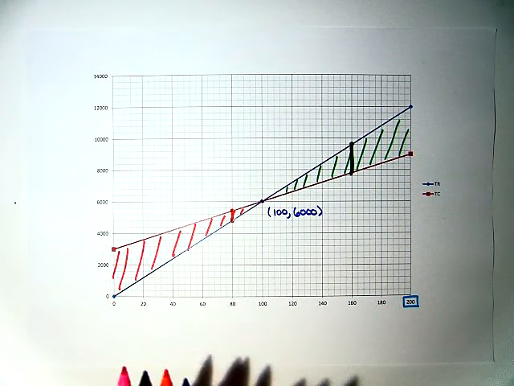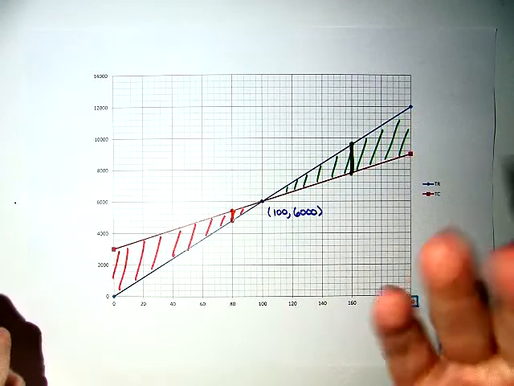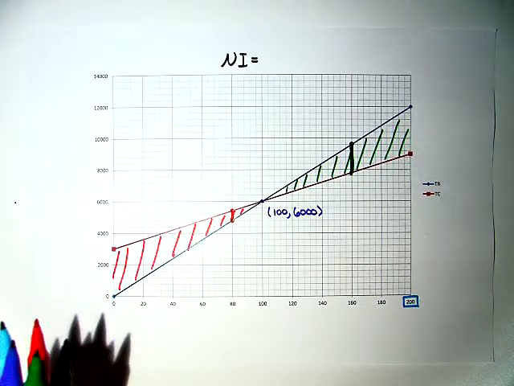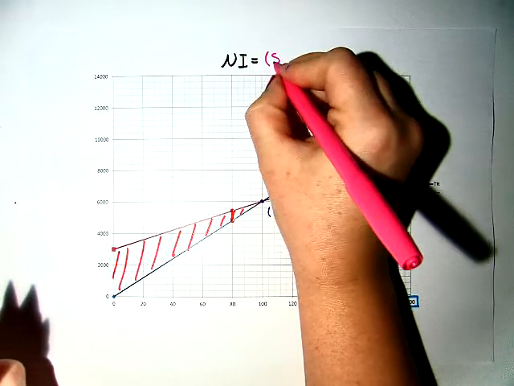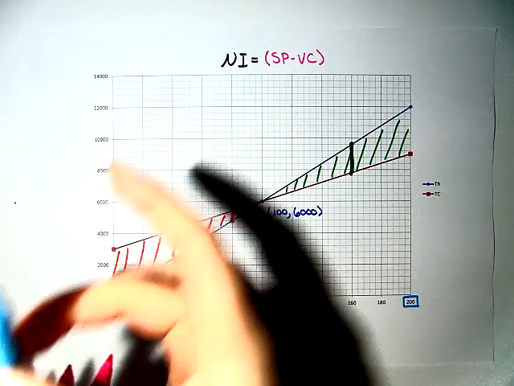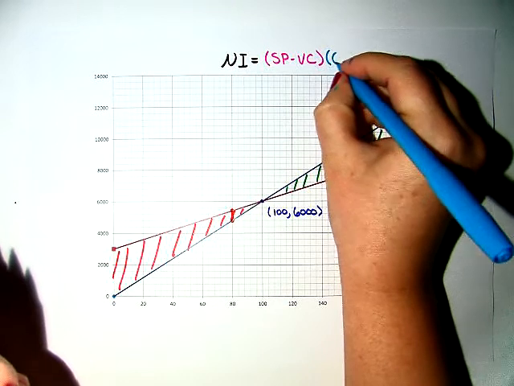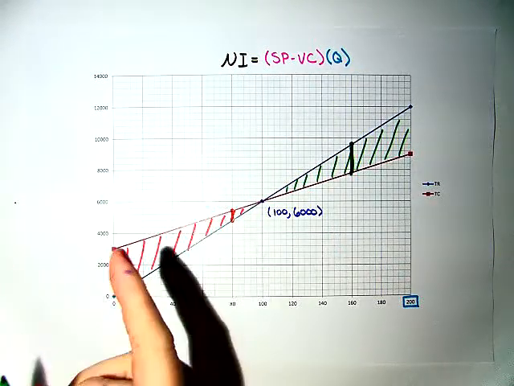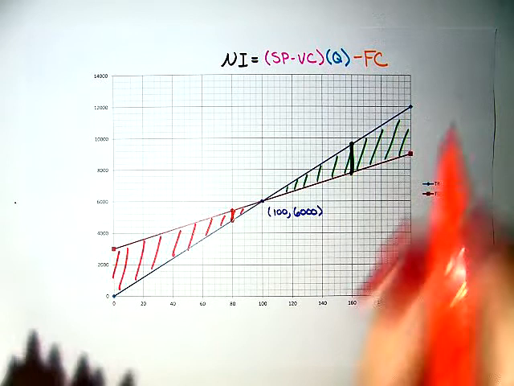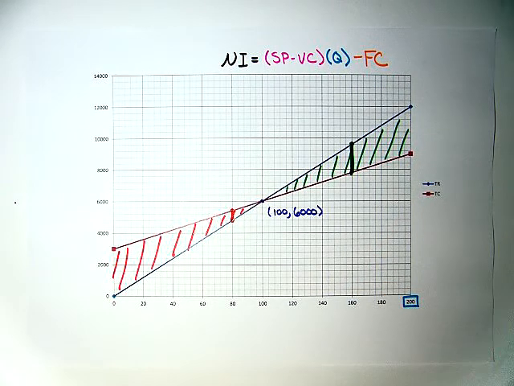So we use the net income equation, and the net income equation, if you remember, is the selling price minus the variable costs multiplied by my quantity minus my fixed cost. And this is how you analyze the effect of changes in price and costs on net income and volume of output.